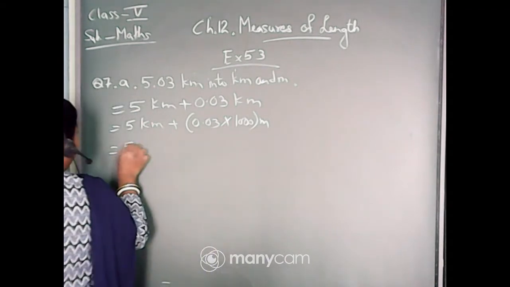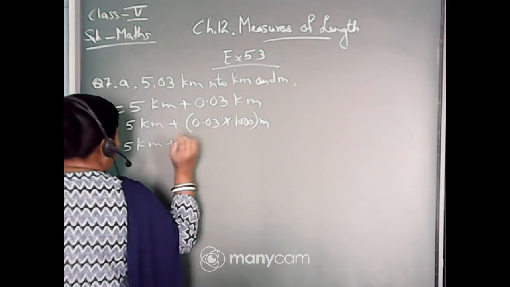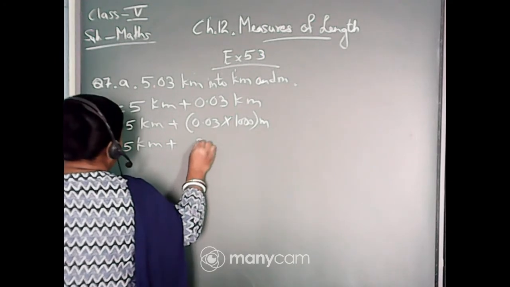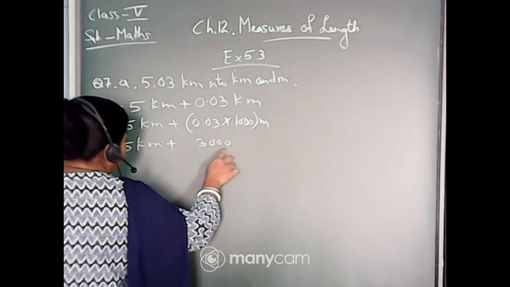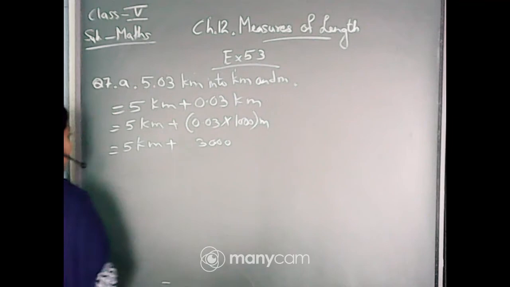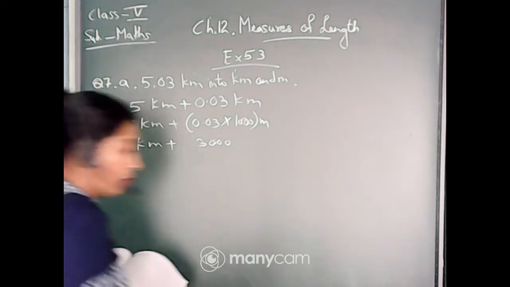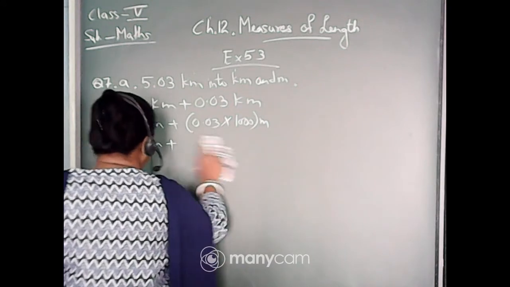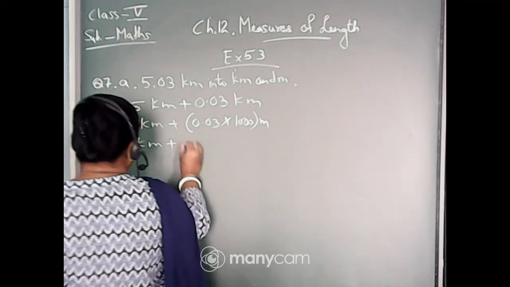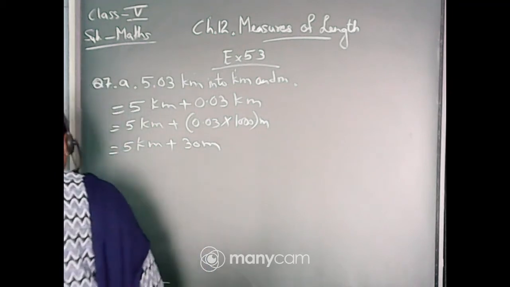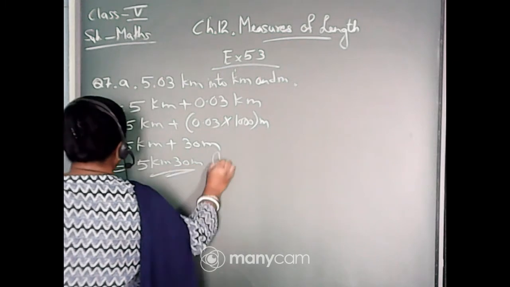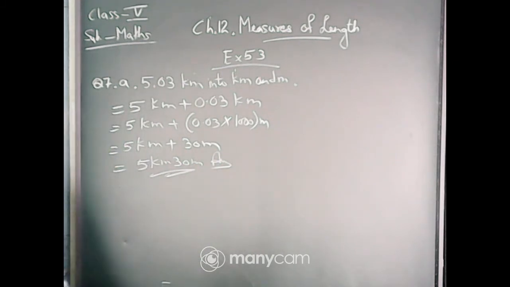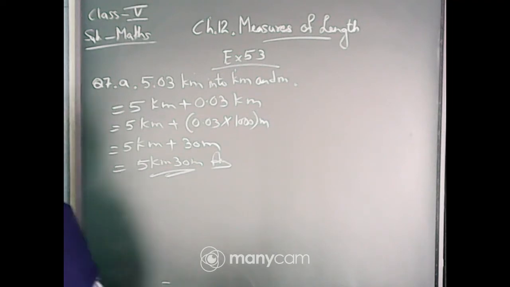Now this is changed into meter. So it will be 5 kilometer plus, when you multiply, 0.03 into 1000, after the 2 digits the decimal is there. That means only 30. So you can write 5 kilometer and 30 meter as the answer. This way you will solve this type of question. Because it is given in point, you will break it and then find it out. Let us do number B.